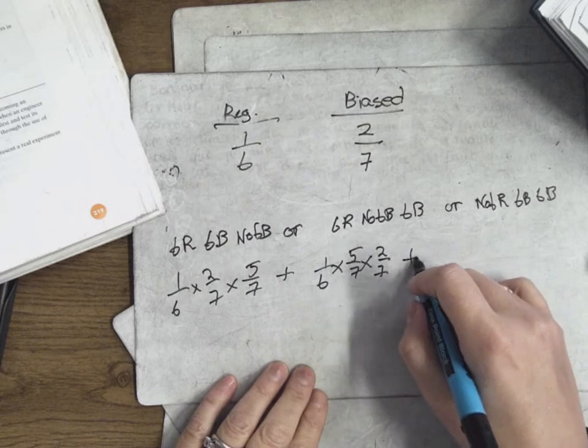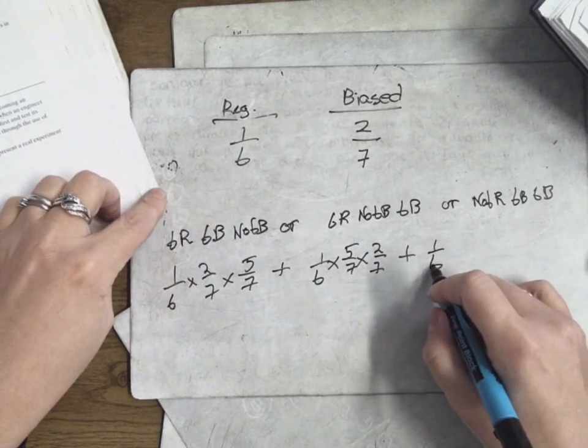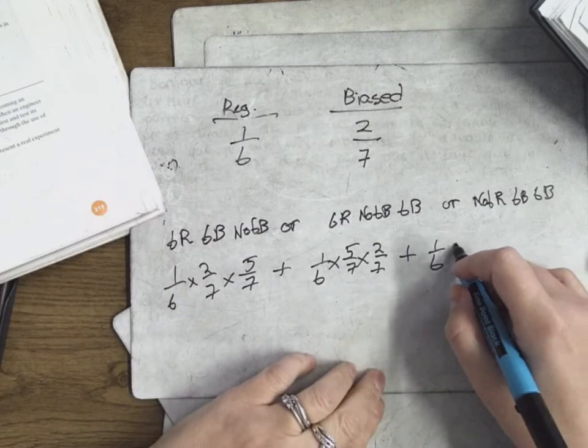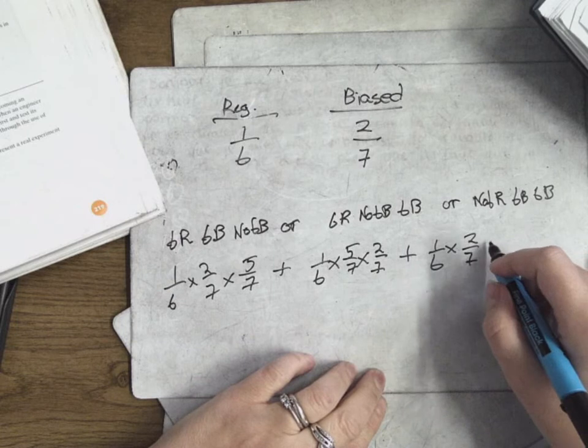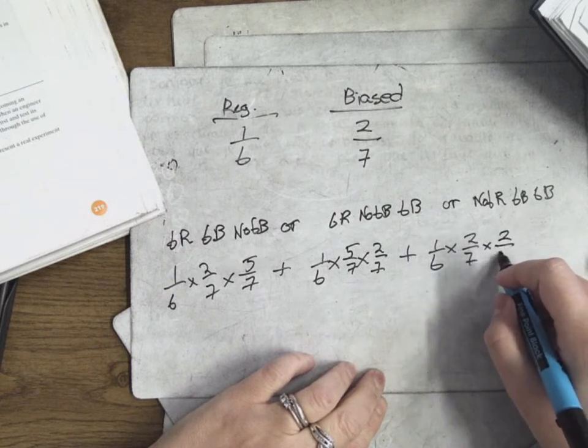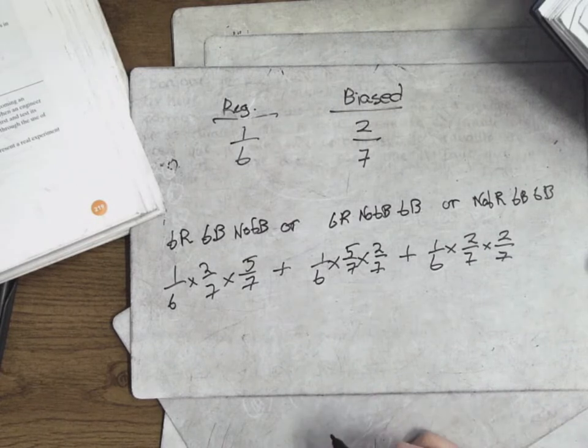And then we have a 6 on the bias dice, that's 2 7ths. Or means you add. So we have no 6 on the regular dice, that's 5 over 6. Then we have a 6 on the bias dice, which is 2 over 7. And then we have another 6 on the bias dice, 2 over 7. So then you work out all that and add them up and you get your answer. Is that alright? There's a lot of thinking in that one. There's a lot of probability in that.